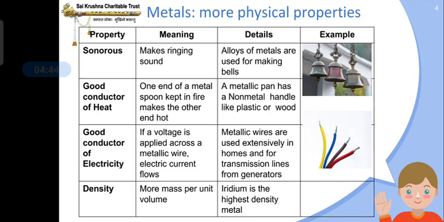And metals are good conductors of electricity, which means if a voltage is applied across a metallic wire, electric current flows. If it allows electric current to flow through it, then it is called a good conductor of electricity. Metallic wires are used extensively in homes and for transmission lines from generators. Next comes density, more mass per unit volume. Iridium is the highest density metal. So these are a few physical properties of metals.